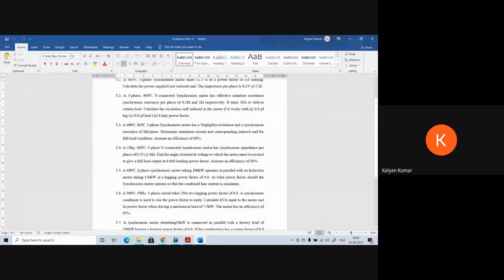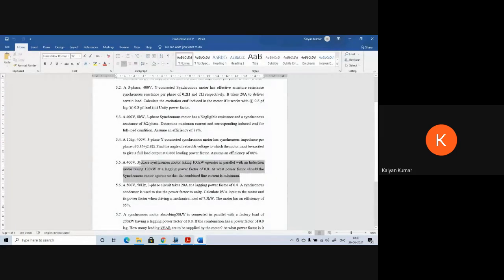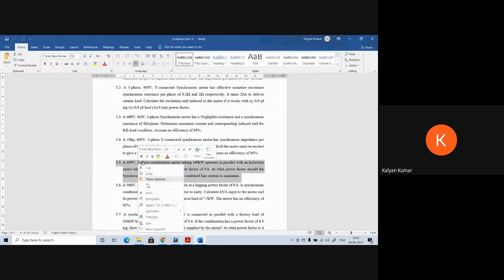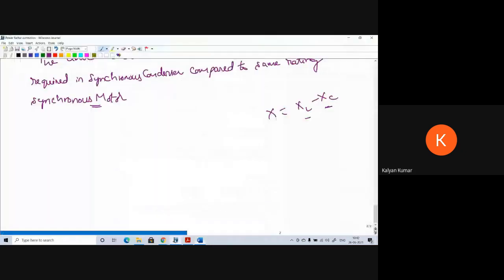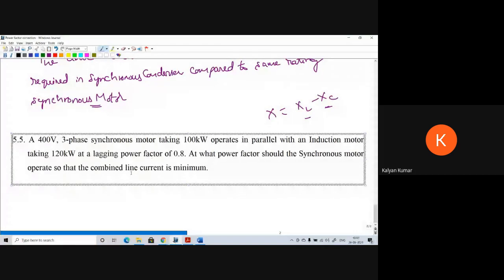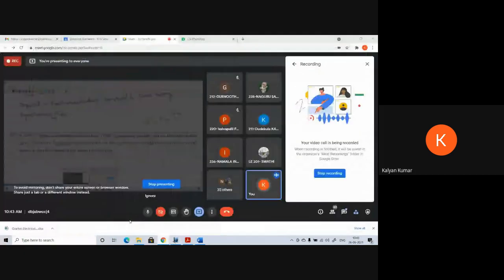Okay. So we'll do some problems on synchronous condensers. Note down this problem. Once you note it down, inform me, then we will start the solution.